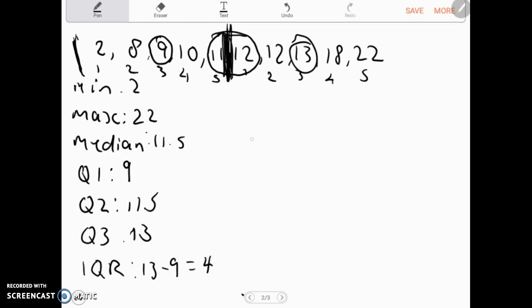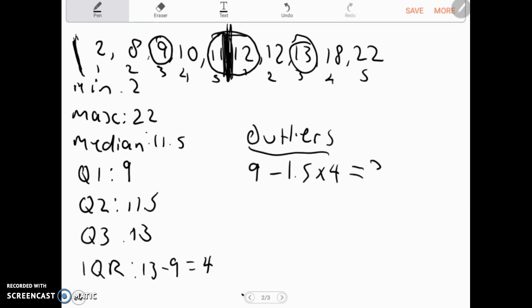And then to find outliers, our IQR is 4 again. I really didn't mean for that to happen. So we need to go Q1, which is 9, minus 1.5 times 4, which is 6. So 9 minus 6 is 3. So any numbers less than 3 are outliers, which means 2 is right out. And then Q3 is 13 plus 6 equals 19. So any numbers larger than 19 are outliers, which means 22 is also out.